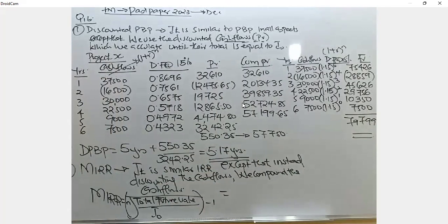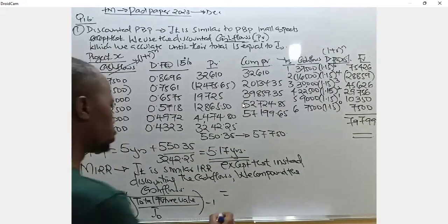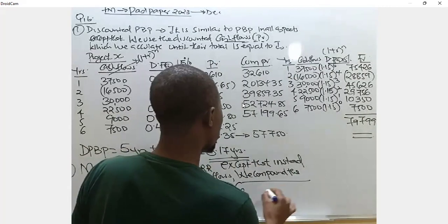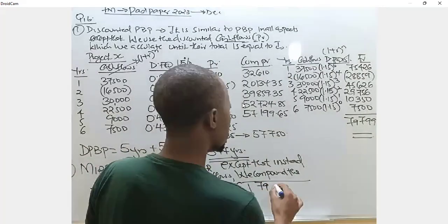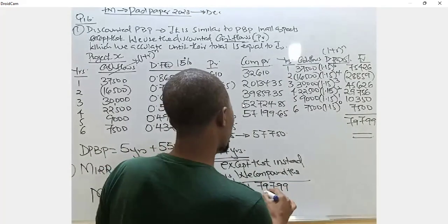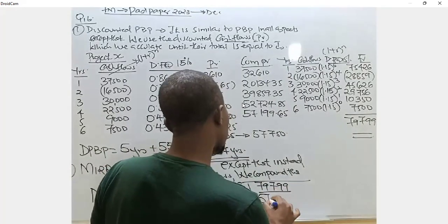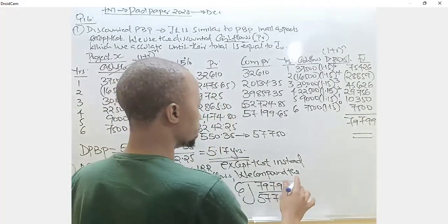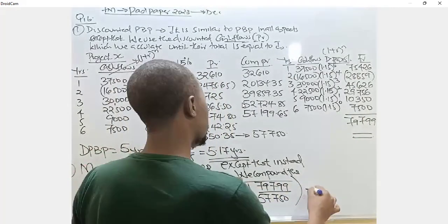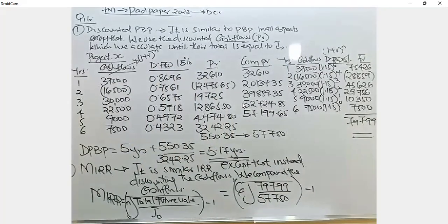We are talking about 6 years. So it will be 6 years. We take the root of the total future value, which is 79,799. We divide it by 57,750, which is your initial outlay. Then after you get all of these, subtract one. Correct? You subtract one.